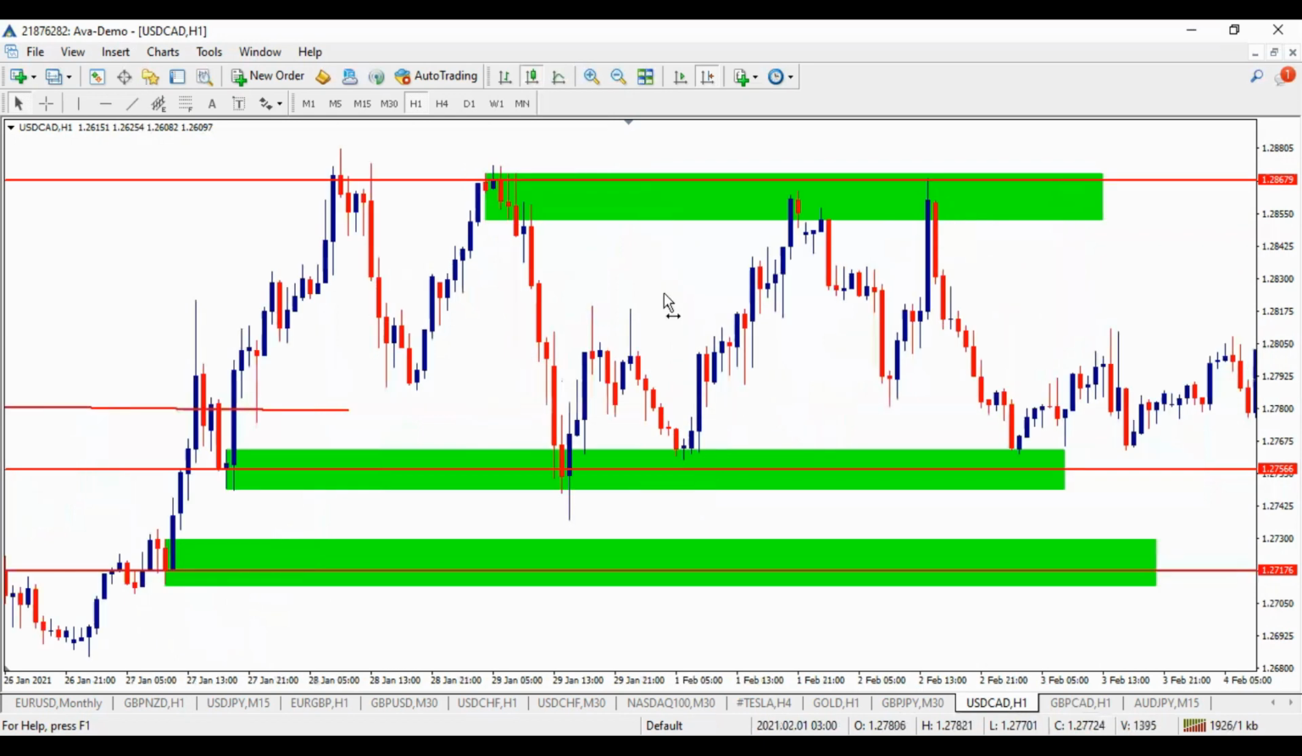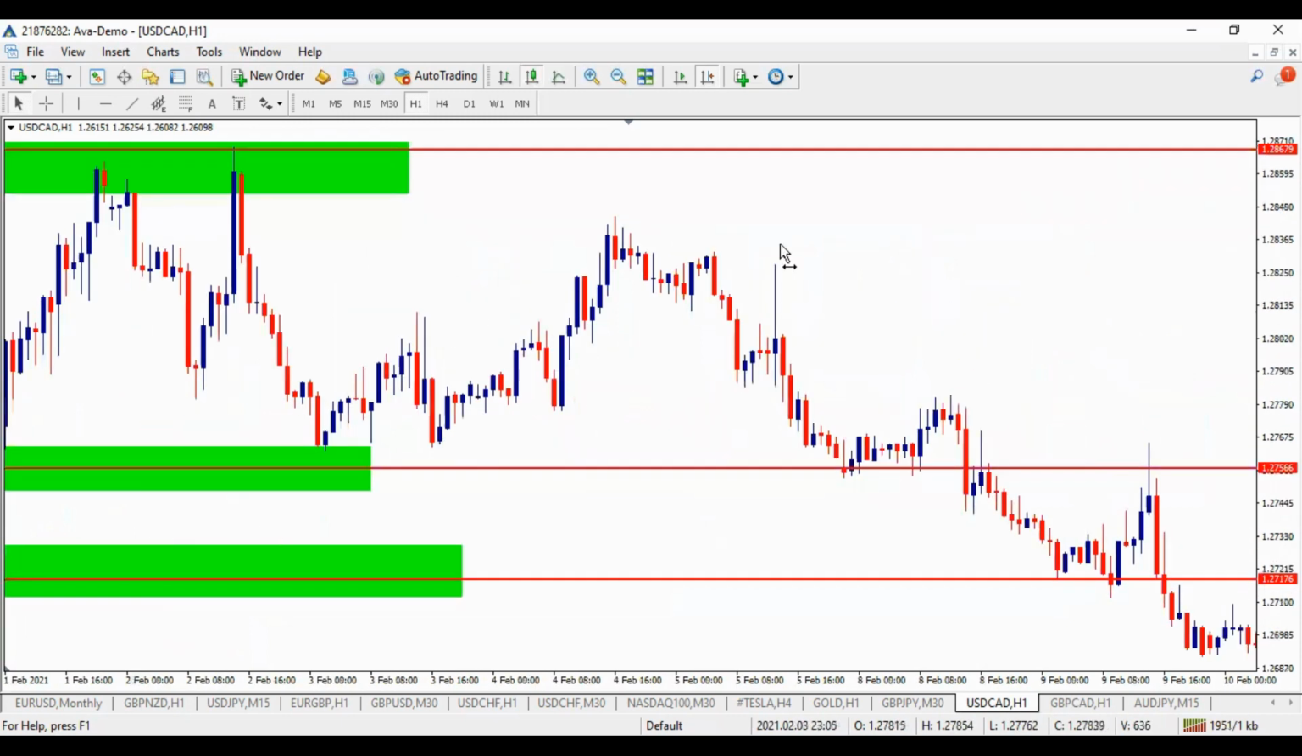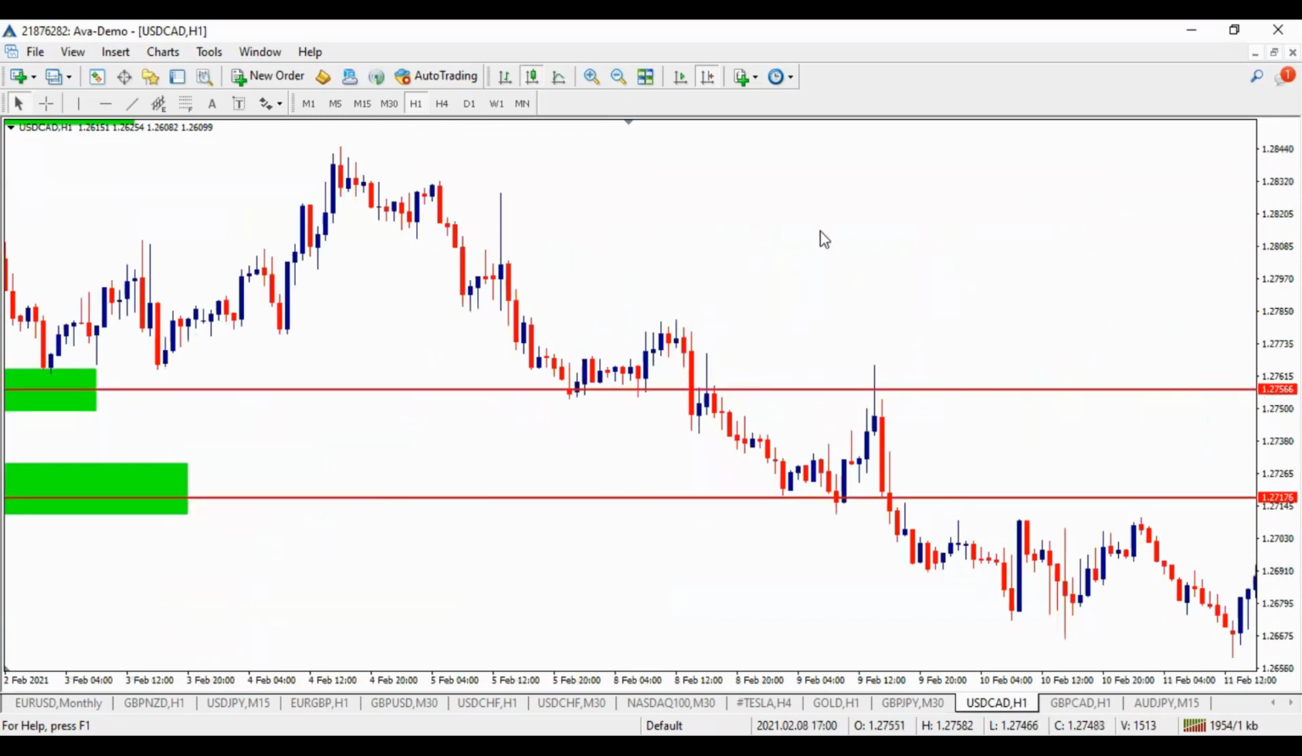Always look for areas where price has broken structure. You can see here, when price came to this area, price had actually broken this low here. You can see this low was broken. Supply was created here because you can see how big the candles were from this point. So you could have entered safely here. Yeah, so that's how it's done, guys. Don't complicate things.